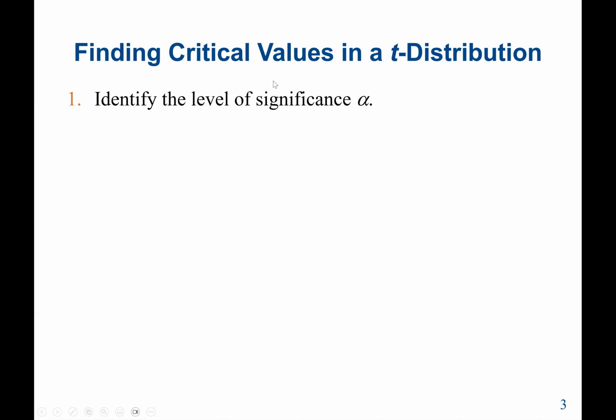To find the critical values in a t-distribution, first we need to identify the level of significance, which is alpha. Then we can identify the degrees of freedom. This is the difference between the z-test and t-test. In the z-test, we don't find the degrees of freedom, but in the t-test, we have to identify the degrees of freedom. The degrees of freedom is in the table. If I'm going to look for a critical value, I need to know the degrees of freedom, which is normally the sample size minus 1. That gives me the row to go to on the table.